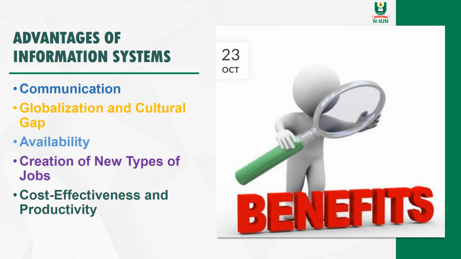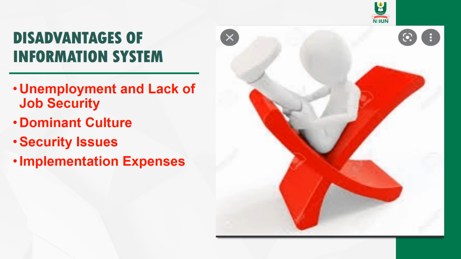The information system also has its advantages, and this includes communication. The second one is globalization and cultural gap. The availability. Also, creation of new types of jobs, and effectiveness and productivity. We all know that anything that has advantage also would have what? Disadvantages. Good.